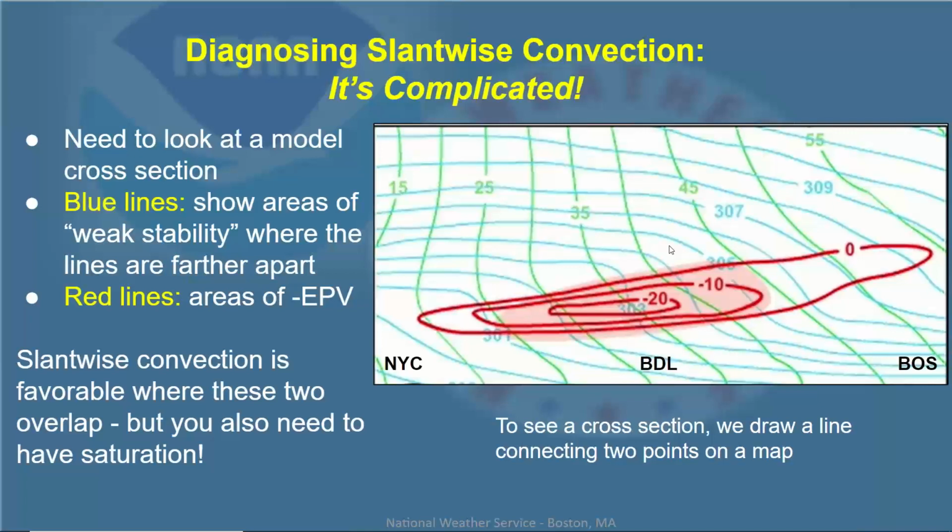So this is very generally speaking, but the moral of the story here is that you want to see where you have the blue lines that are spaced apart from each other, where it coincides with the negative EPV. That's an area where you have to be concerned for heavier snowfall rates and in this case convective snow. In this case, it's lined up pretty much along the New York City to Boston corridor.